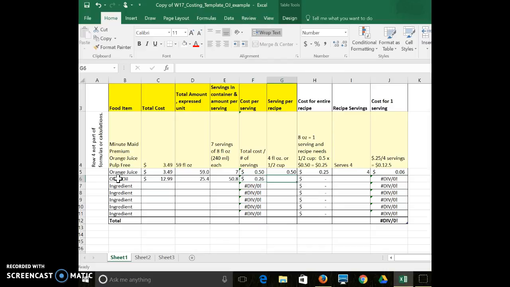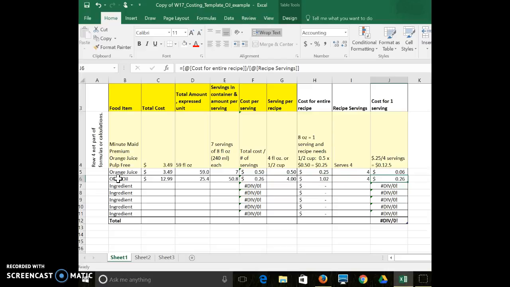So now I have to say how many servings per recipe. This recipe I'm using uses 4 tablespoons. So all I'm putting in is the 4. And that gives me the 4 times the 0.26, a little over $1 altogether. And my recipe has 4. And so that gives me 0.26.